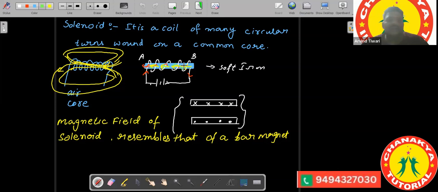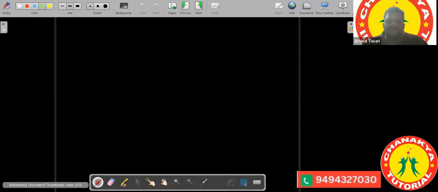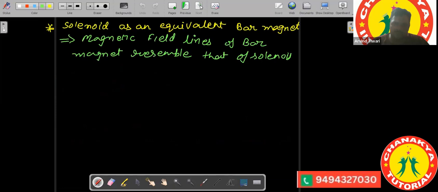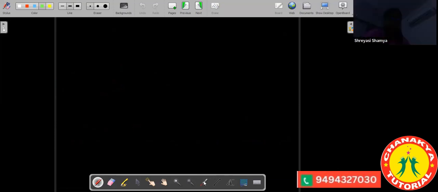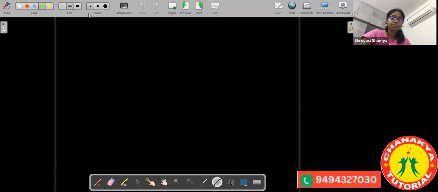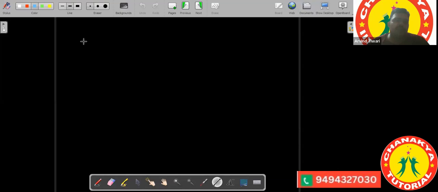Tanishka and Shreyasi, Dhruv, draw the magnetic field lines. Yes, sir. Can you repeat, sir? Draw the magnetic field lines of the solenoid. Okay, sir.